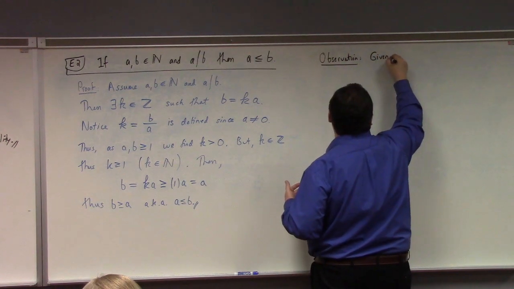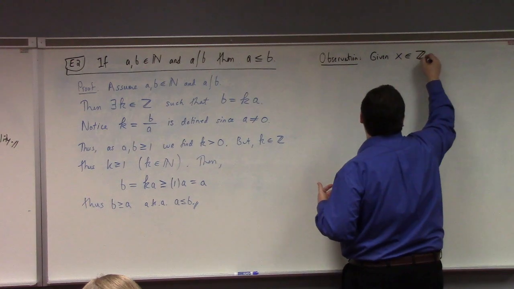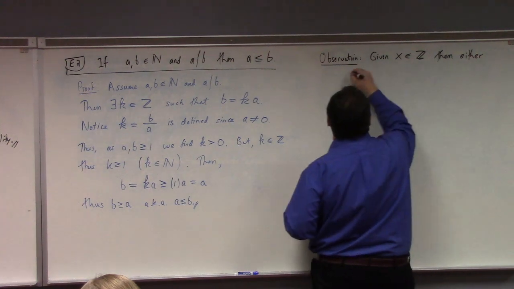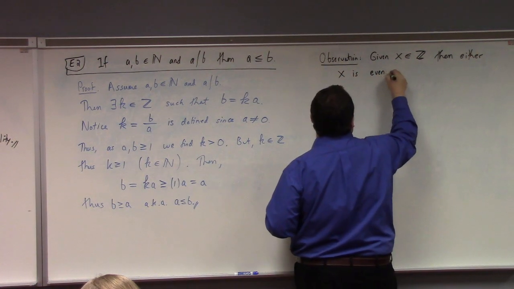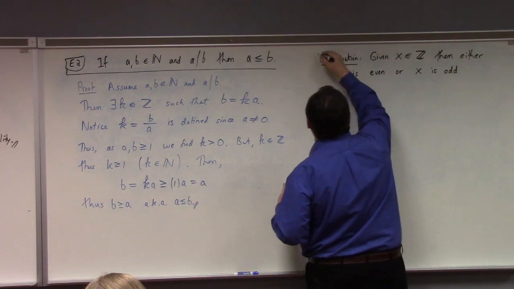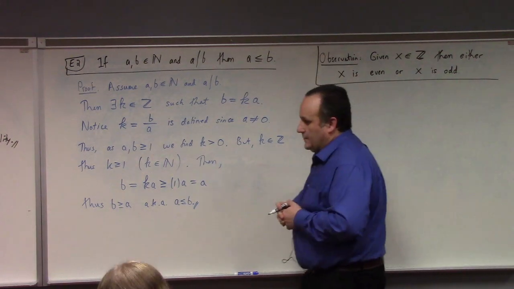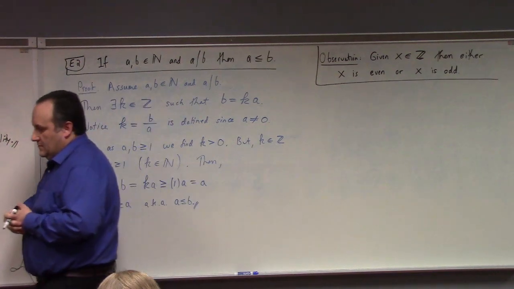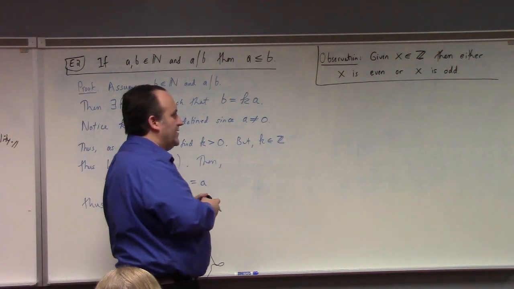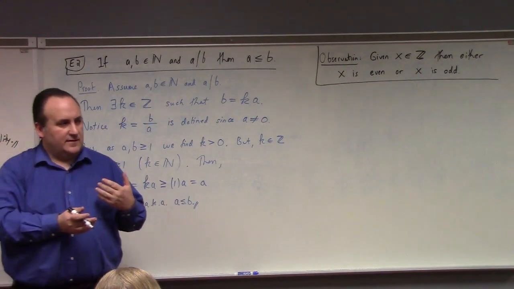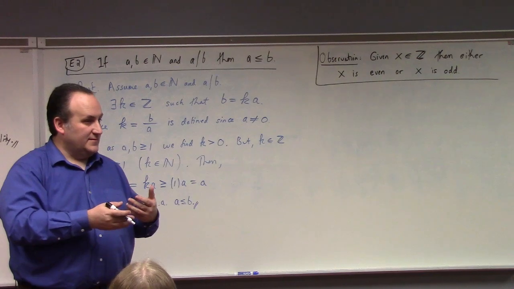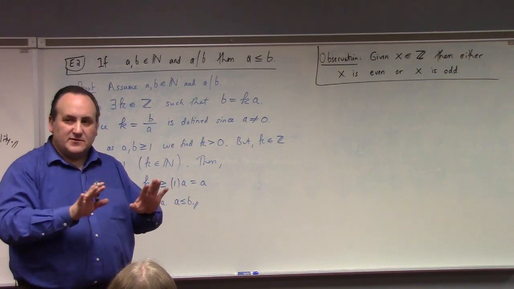Given an integer x, then either x is even or x is odd. How would you prove this? All right. So in your homework, I basically ask you to prove it's impossible to have an integer that's both even and odd. That's a homework problem for you guys. That one's pretty easy. You can prove that by contradiction.